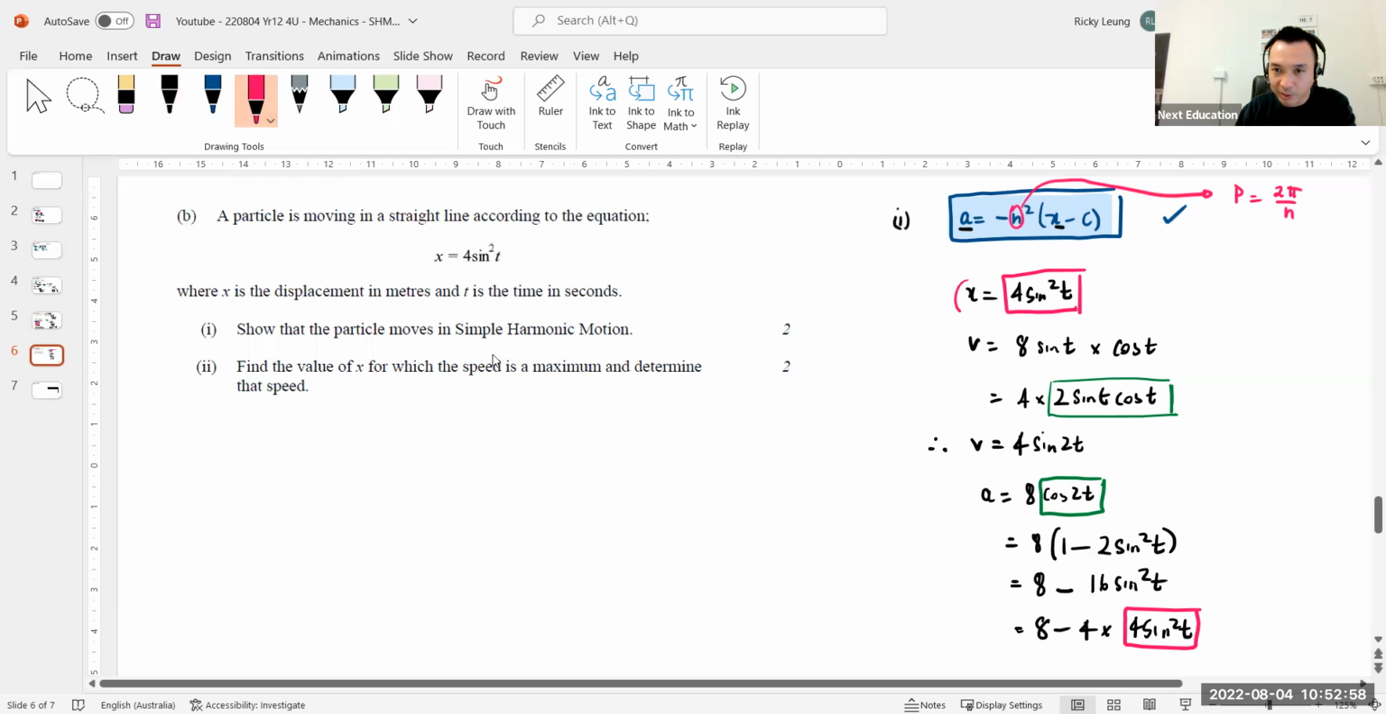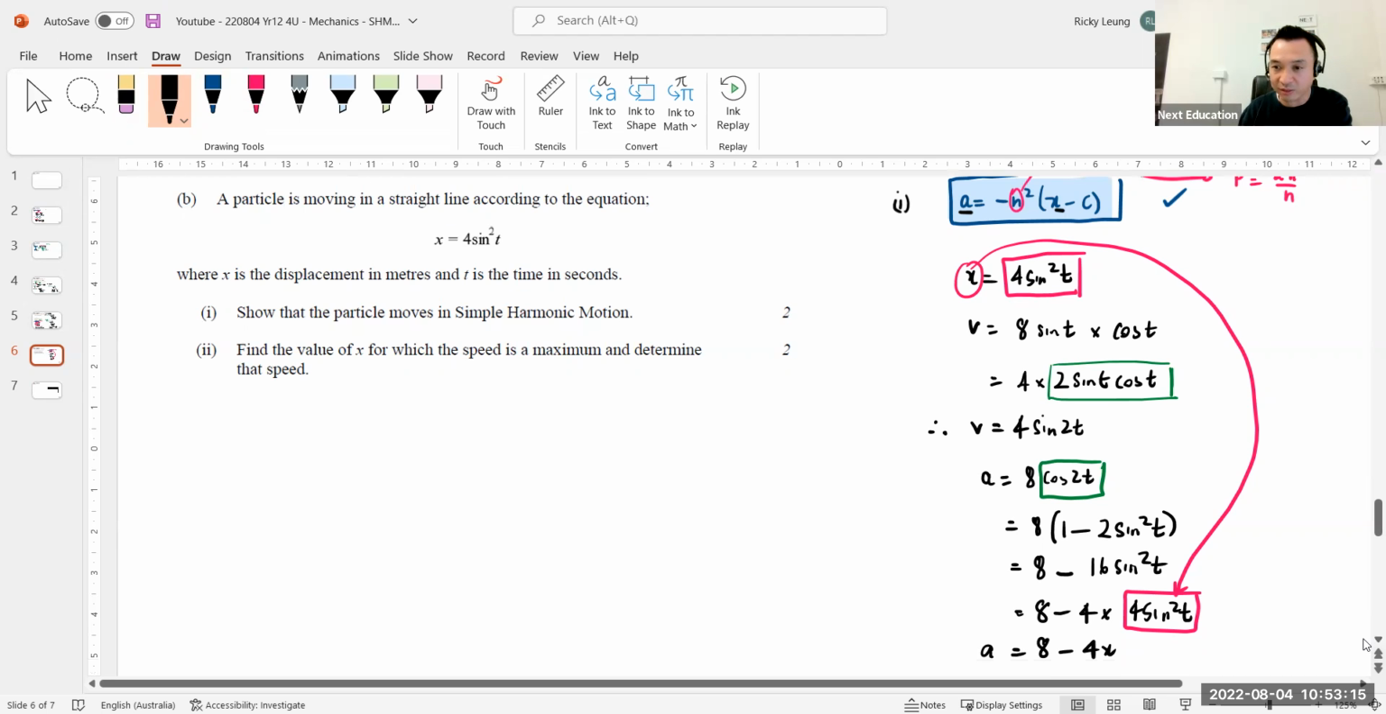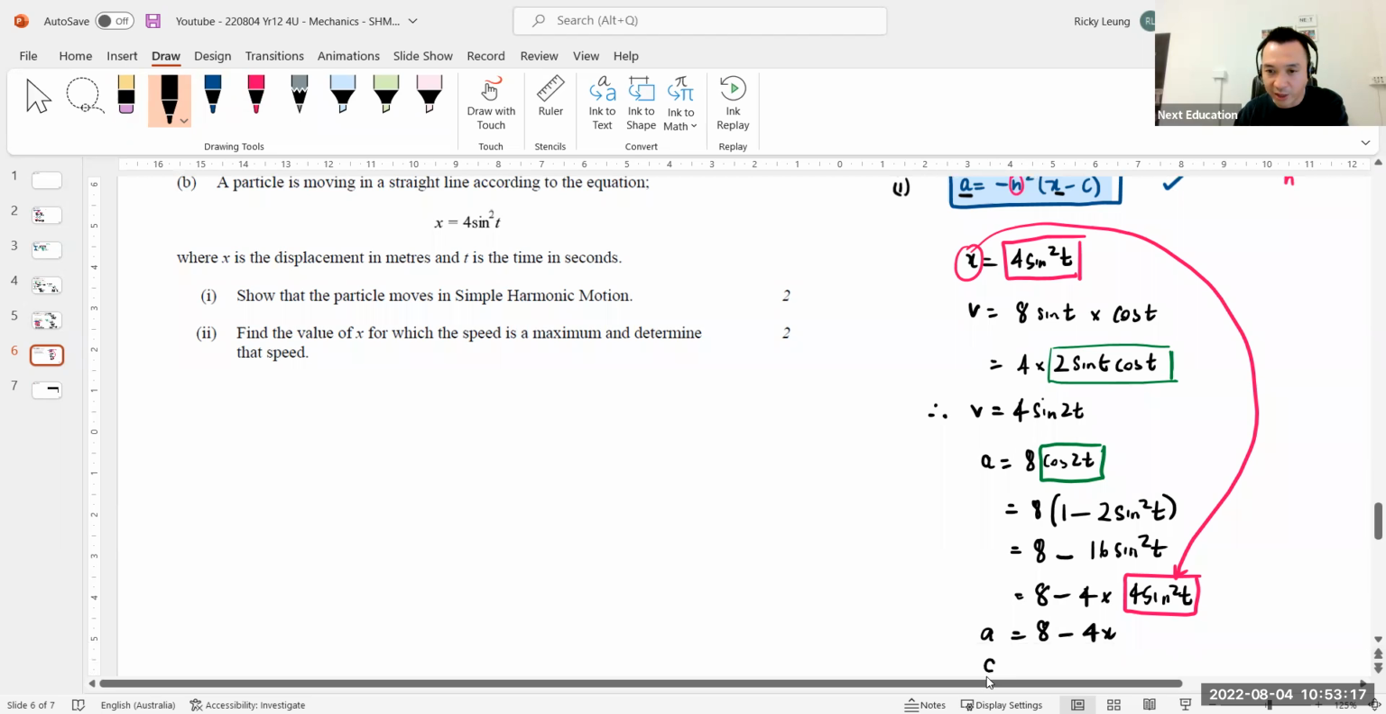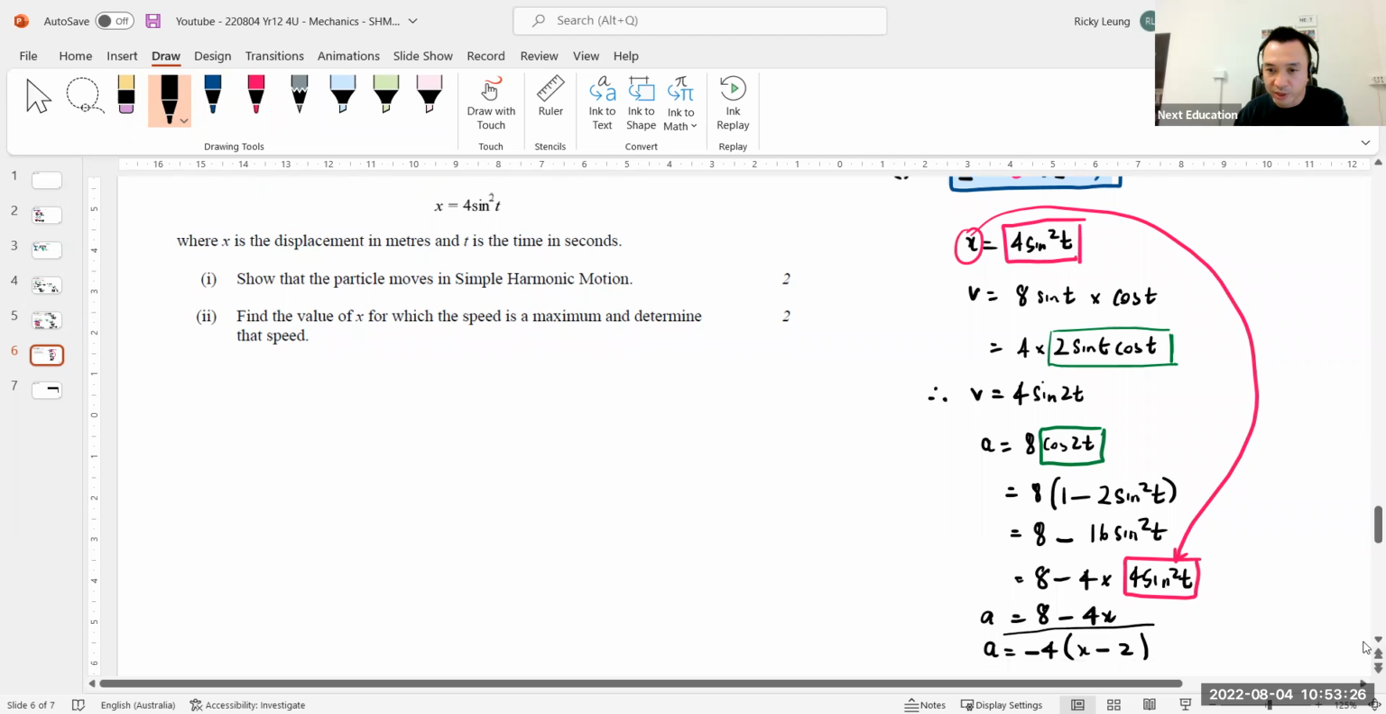In which case I'm going to sub x into here, right? And that should give me something that is almost what I got, acceleration in terms of x. Now, the question says, can you please factorize a negative constant out? So if I go, therefore a equals minus 4, bracket x minus 2, done. That is an expression that is in simple harmonic motion, right?